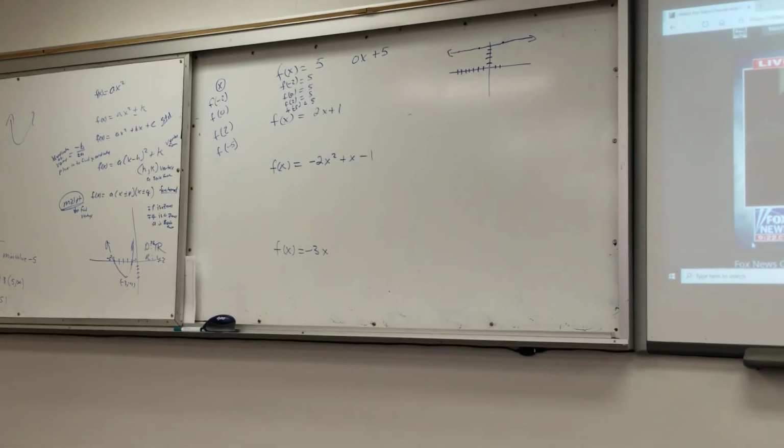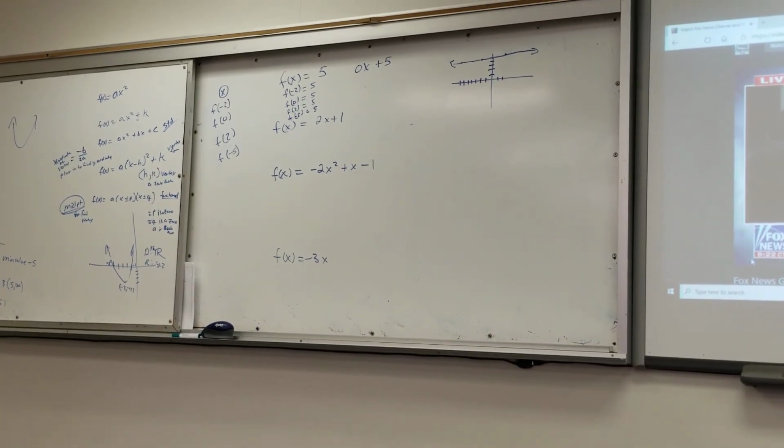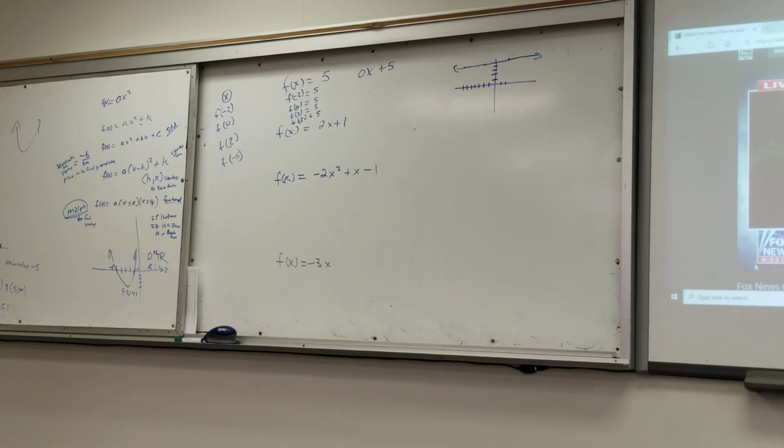I'm always going to end up at what? At 5. What type of line then do I have? What type of line is that? A constant. Horizontal. It's a constant line. It's a constant linear function. All constant linear functions are going to be horizontal.